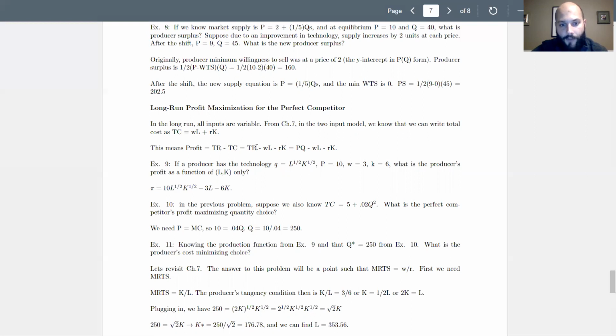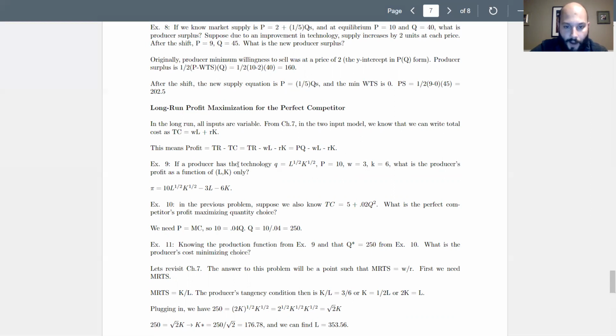So here's our total revenue. Here's our total payments to inputs. Right, we can also write that as PQ minus WL minus RK, substituting in for total revenue. So the question here is, suppose a producer has a technology production function, Q equals L to the 1/2, K to the 1/2. We've got P equals 10, W equals 3, and R equals 6. What is the producer's profit function as a function of L and K only?